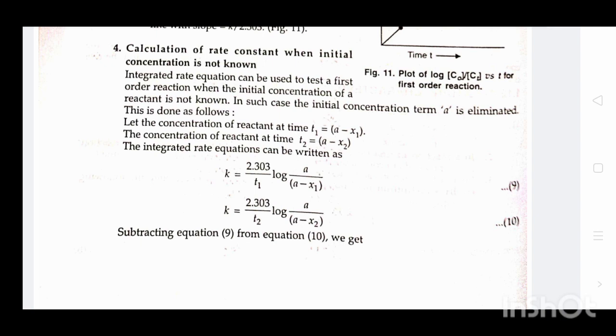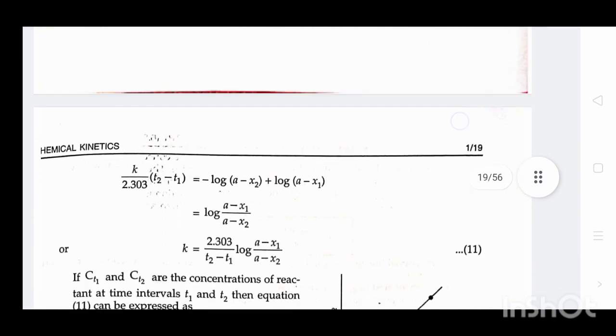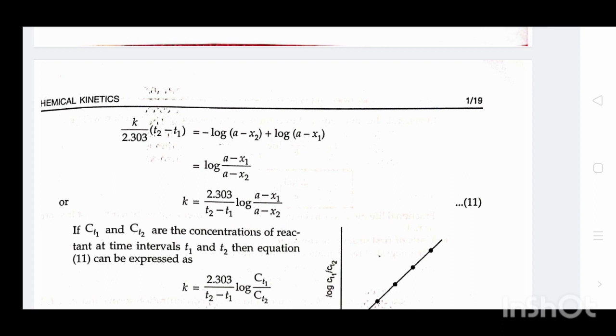Let the concentration of reactant at time t1 equal a minus x1, and the concentration of reactant at time t2 equal a minus x2. The integrated rate equation can be written as k equals 2.303 divided by t1 log a divided by a minus x1, and k equals 2.303 divided by t2 log a divided by a minus x2. Subtracting equation 9 from equation 10, we get k equals 2.303 divided by t2 minus t1 log a minus x1 divided by a minus x2.